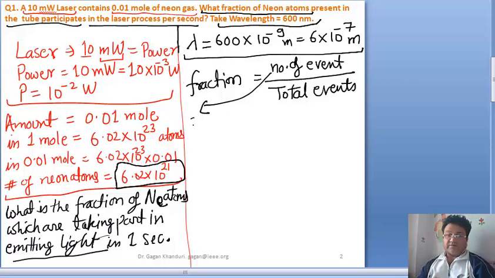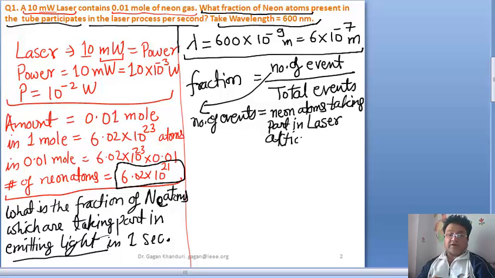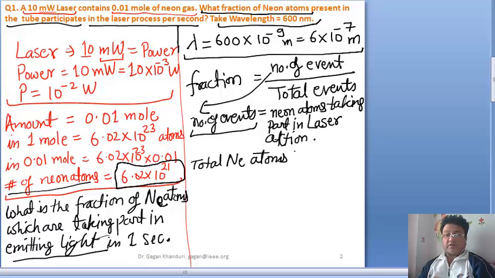So the number of events where neon atoms are taking part in laser action means how many neon atoms are getting from the excited state to the ground state. That is the number of events we are interested in, and the total number of neon atoms is given as this. Total neon atoms are given as 6 into 10 raised to power 21.